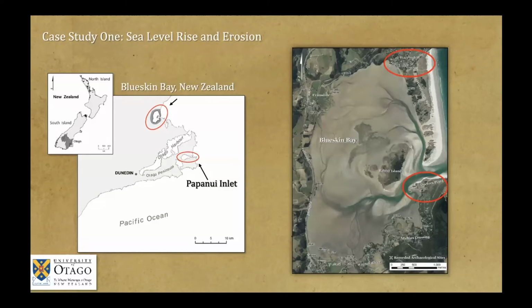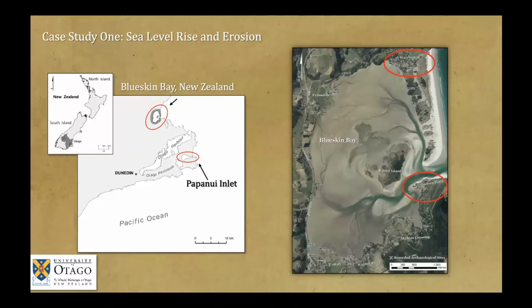So I've got two case study areas. The first one we'll be looking at is in New Zealand, and we'll be looking at sea level rise and erosion. The map on the left shows that there are two separate areas. Those of you from New Zealand and Otago University, I know there's a couple, will be familiar with these areas. The top circle is Blueskin Bay, which you can see on the right side of the screen.